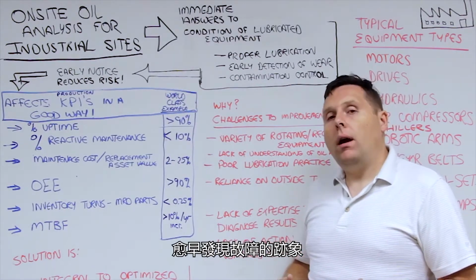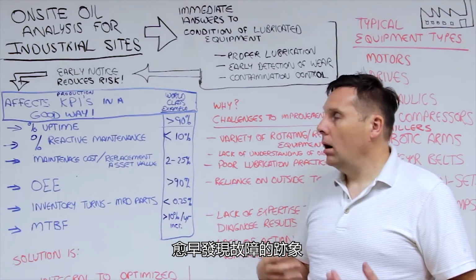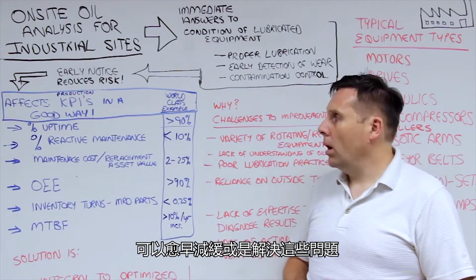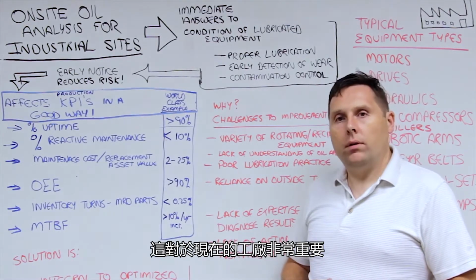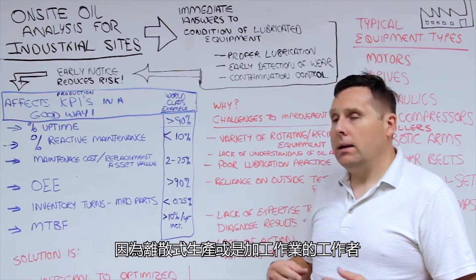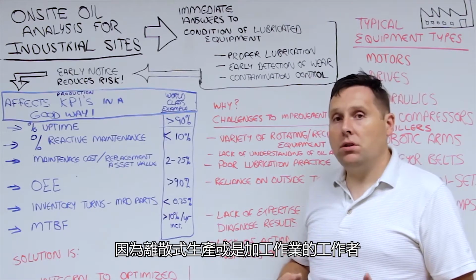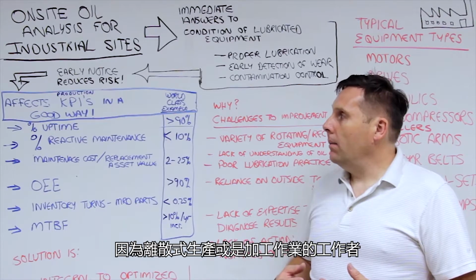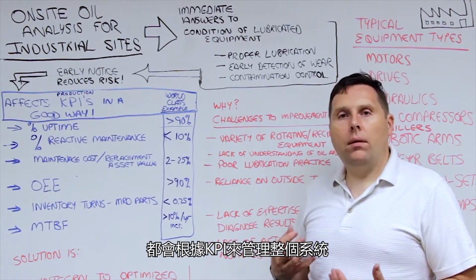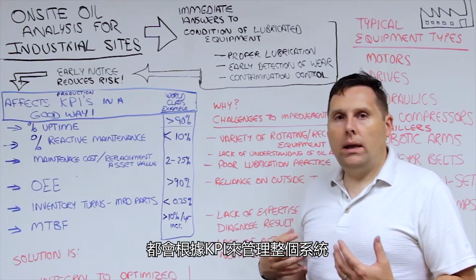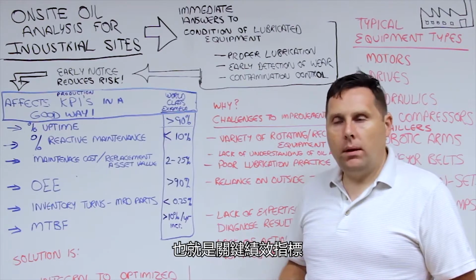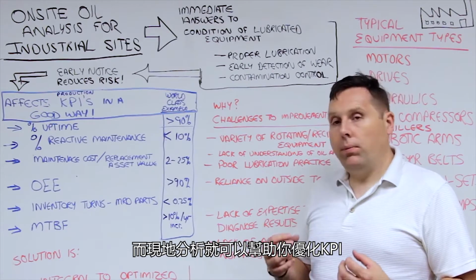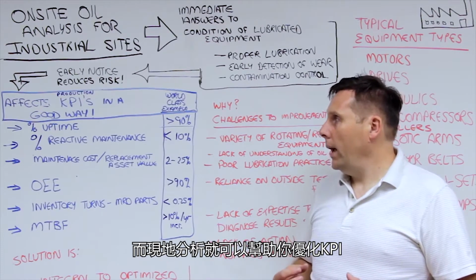The earlier that you have an indication that something is going wrong, the greater your chance to alleviate or to solve the problem. This is very important for industrial facilities nowadays, because anybody who's involved in some sort of discrete or process industrial production is managing their systems based off of KPIs, or key performance indicators. And on-site oil analysis affects your production KPIs in a good way.